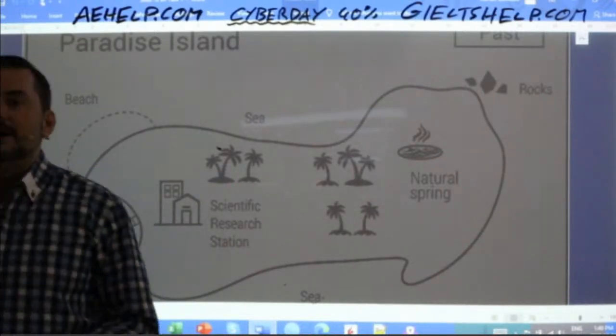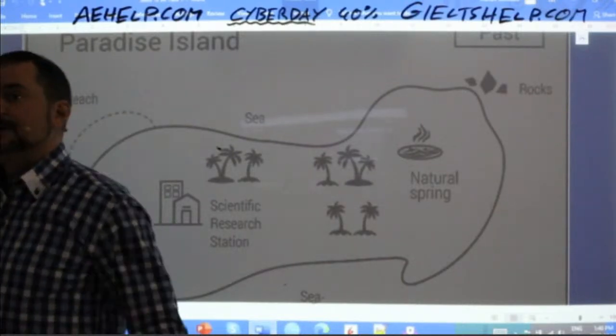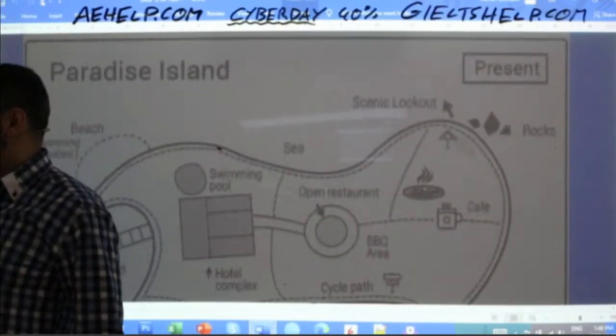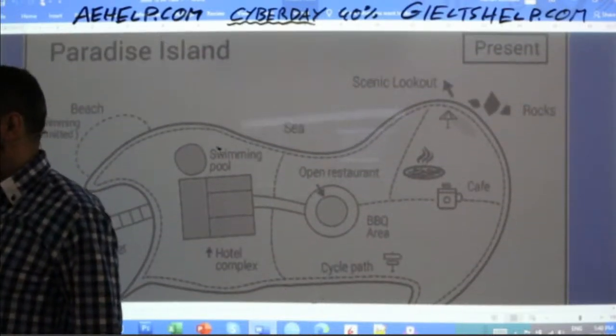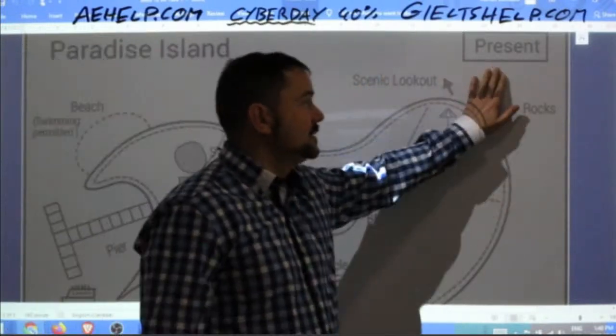It's not a Palm Island, Tito. It's Paradise Island, okay? Don't write confusing information, students, all right? So here we go with, of course, the next picture, which is Paradise Island in the present.